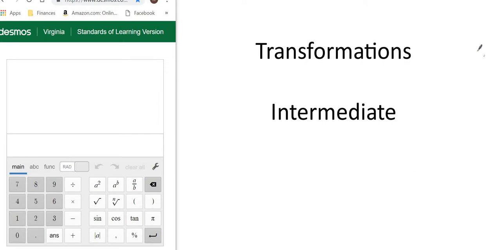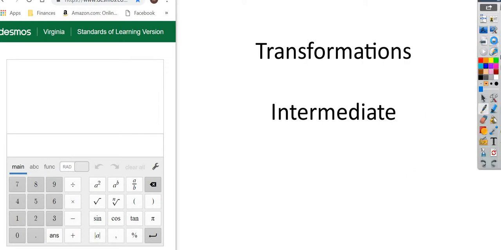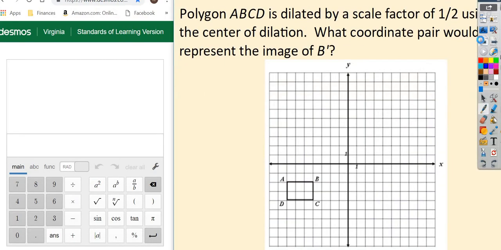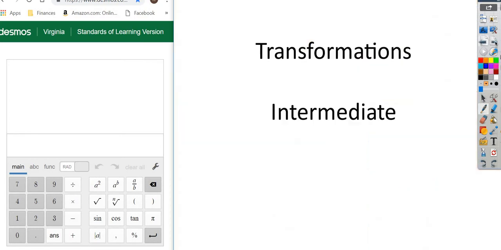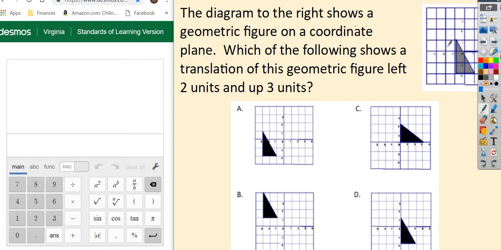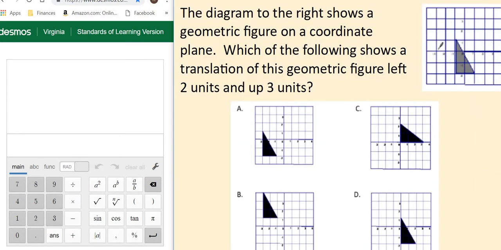Okay, I'm going to start transformations, the intermediate questions. And let's see what this first one says. It says, let me make sure I'm on the right question. The diagram to the right shows a geometric figure on a coordinate plane. Which of the following shows a translation of this figure left 2 units and up 3?